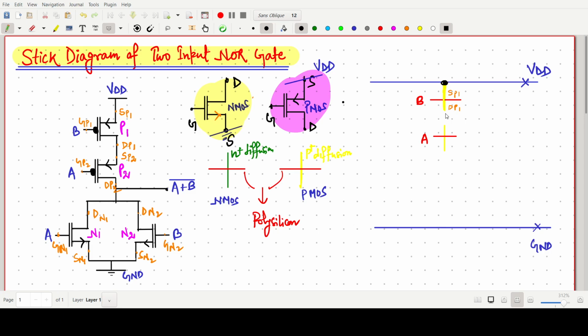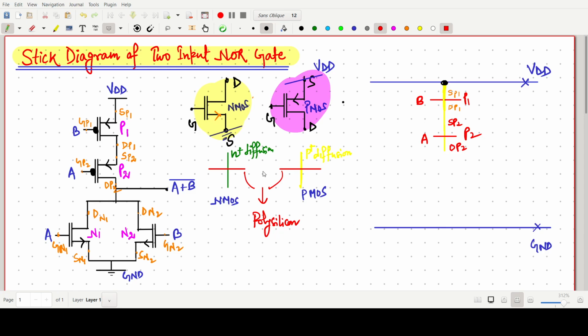Then drain of P1 and source of P2, so it is connected together. If we extend these two lines, so better to connect. So this point acts as a source of P2, and this one is our drain of P2. So A and B, for P1 P2 we have already made. This one is our P1 and this one is our P2 transistor.